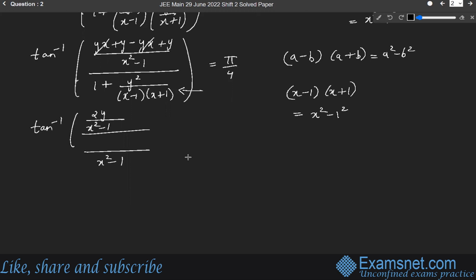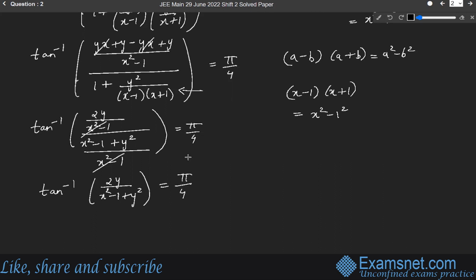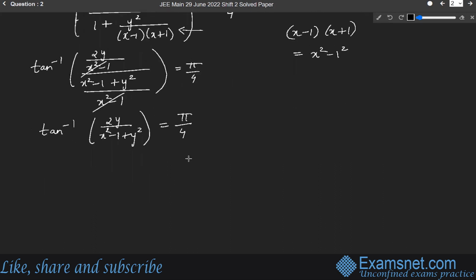Okay, now here we get x square minus 1 plus y square, right? Now you can see that x square minus 1 and x square minus 1 is common, so it will be cancelled. So this is equal to pi by 4. So the remaining terms are tan inverse of 2y divided by (x square minus 1 plus y square) is equal to pi by 4. Okay. Now, to remove this tan inverse, let us take tan on both the sides. So when we take tan on both the sides, it will be tan of tan inverse of 2y upon (x square minus 1 plus y square) is equal to tan pi by 4.